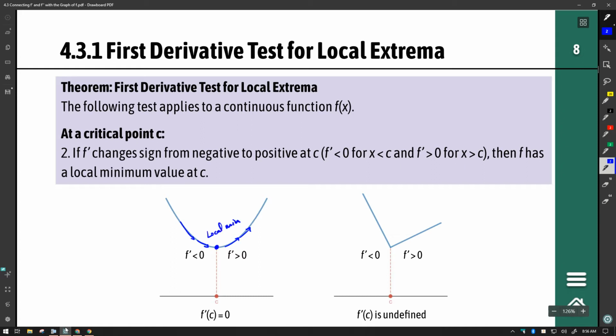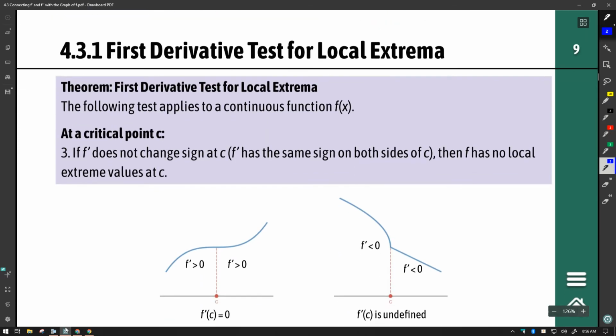We have the same thing to the right, except this time the graph of f is not differentiable at C, so f prime of C is undefined. We have the graph falling to the left, rising to the right. F prime negative changes to f prime positive, so we have a local minimum.